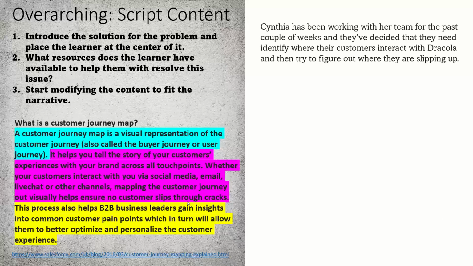Now we have to build our narrative around it. So what can we say? That Cynthia has been working with her team for the past couple of weeks, and they've decided that they need to identify where the customers interact with Dracola and then figure out where they are slipping up. I have read this entire thing, pulled out one single point, the first and the second paragraph, the cyan and the fuchsia colors, and put this in a narrative which ties back to my case study and my company.